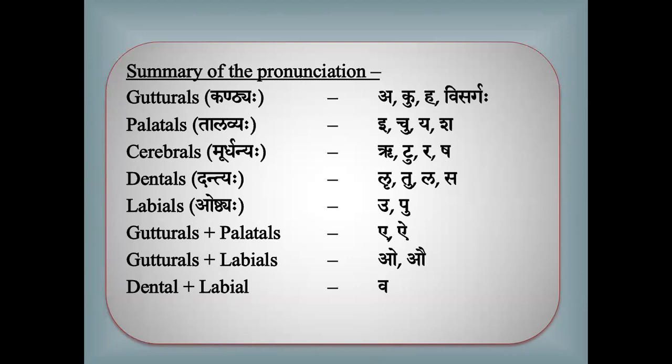Summary. You can easily remember. A, ku, ha, visarga, ha, kantya, ha. E, chu, ya, sha, talavya, ha. Ru, tu, ra, sha, murdhanya, ha. Lu, tu, la, sa, dantyaha. U, pu, oshtyaha. Ai, guttural plus palatal, that is kantyaha plus talavyaha. O, au, kantyaha plus lips, oshtyaha. Va is dental plus labial, that is dantyaha plus oshtyaha.